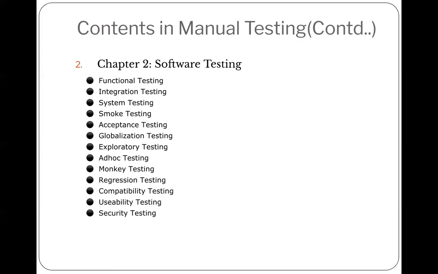So next is globalization testing. Globalization testing is nothing but, if your software is designed for international use, like multiple countries. Let us take an Amazon example. Amazon is available in different languages across different countries. So here we have to test against the local language plus the global languages as well.